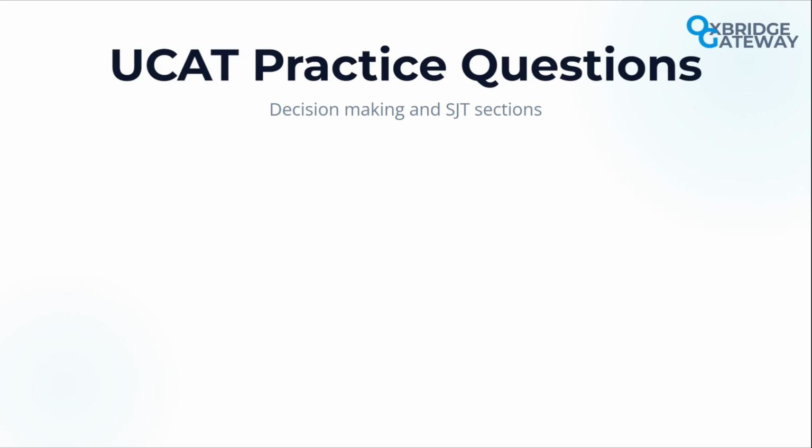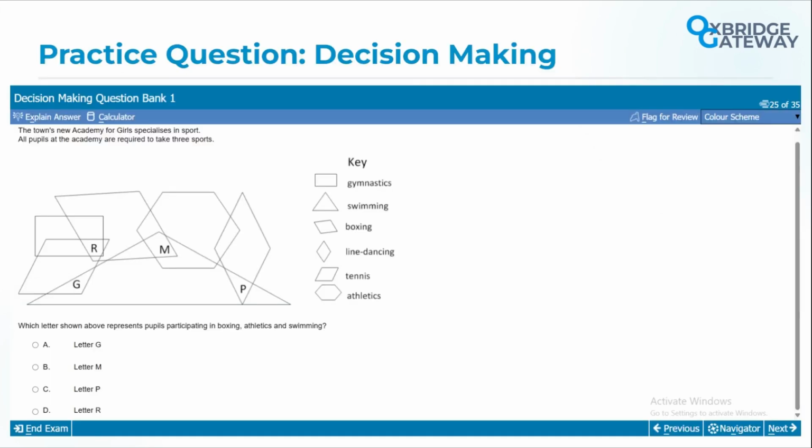Here, I'm going to go over a few practice questions to get a feel for the test. The first section that we'll look at is decision making. As with any of the three cognitive sections, the format is a short problem with a simple multiple choice format. In this case, it is a logical exercise, but in the verbal reasoning, there will be a short paragraph, and in the quantitative section, there will be some maths problems or graphs to interpret.